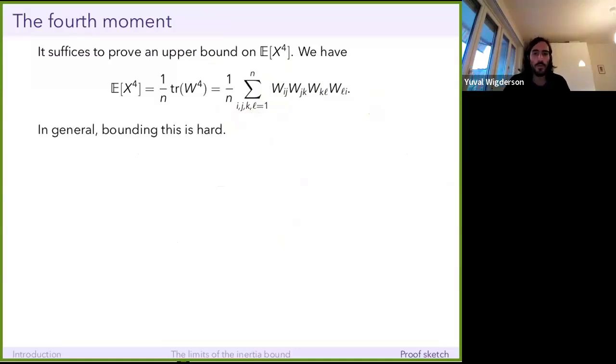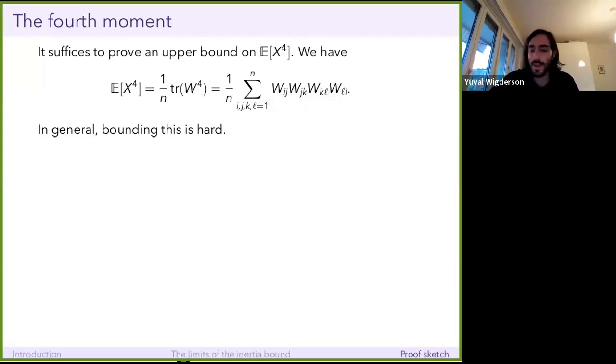Okay, and in general, you have no hope of bounding this. And the reason is that, remember, the adversary gets to pick the weighted adjacency matrix. So the adversary can make some of these entries positive, some negative, some huge, some tiny, and then you sort of have no hope of saying anything about this sum.